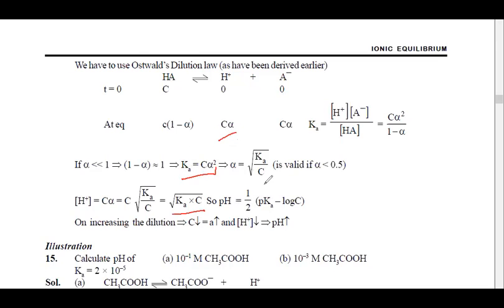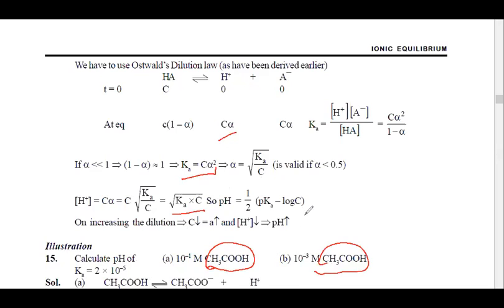Right, everyone? Step by step, I'm just revising all the concepts for those who have missed it or couldn't get it. Now, what are the types of questions? When we have a weak monobasic acid, first of all you have to identify which ones are weak monobasic acids. So these are weak monobasic acids.